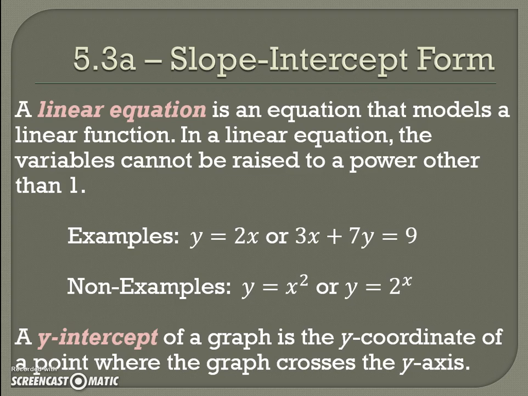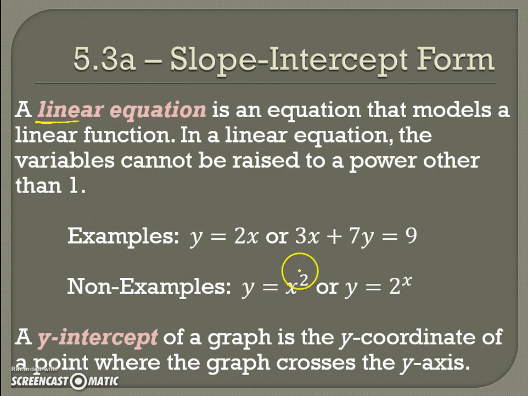A linear equation is an equation that models a linear function. Key word here is line. Linear. It makes a straight line. In a linear equation, the variables cannot be raised to a power other than 1. There is no exponent. So a couple examples: y equals 2x, linear. 3x plus 7y equals 9, linear.